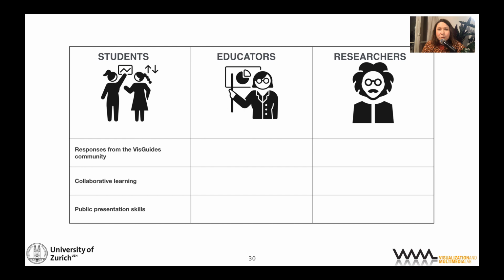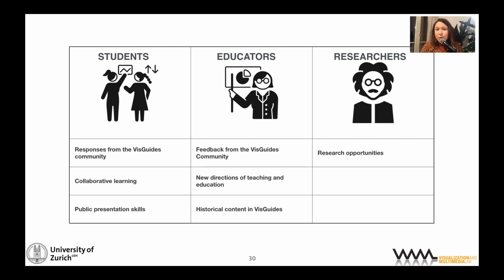In the case of educators, they can also benefit in many ways. They receive valuable feedback and perspectives from the posts in VisGuides from the VIS community, they can identify topics that need to be reinforced and new directions in teaching and education. Finally, for the very first time, educators can compare the current and forthcoming assignments with previous years at VisGuides. For researchers, there are also benefits. There are new research opportunities, open questions, and challenges that may arise from the post discussions at VisGuides and can be further developed.